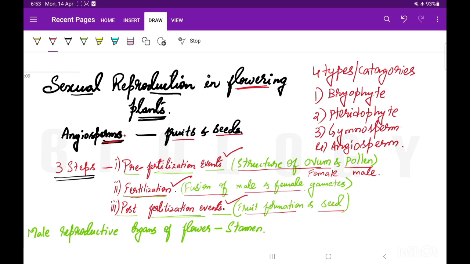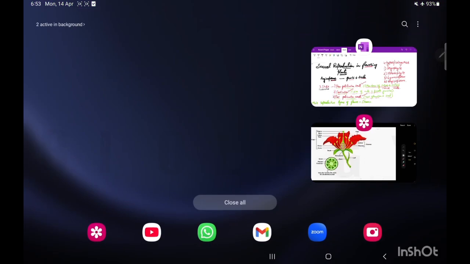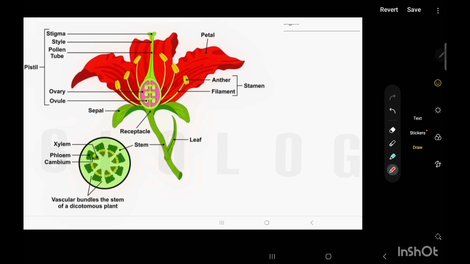Before going into the structure of pollen grain and ovum, we should know the basic structure of flower. We have already studied this in PUC first year, so we'll just glance once. This is a typical structure of a flower. The example I have taken, you can guess, is a hibiscus flower. This is a stem. This is a receptacle, where all the flower parts are placed. It is also called thalamus.